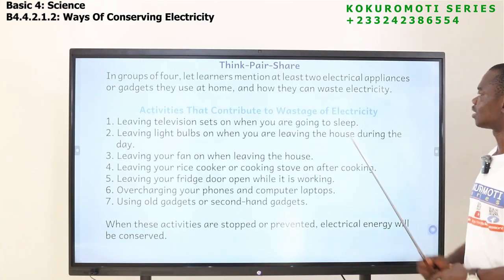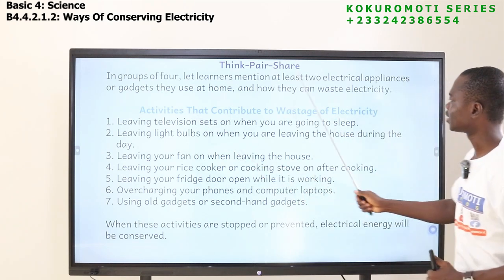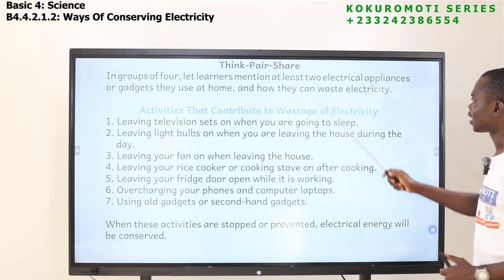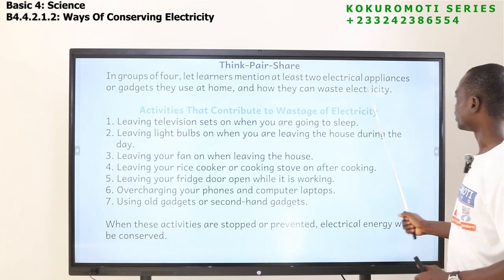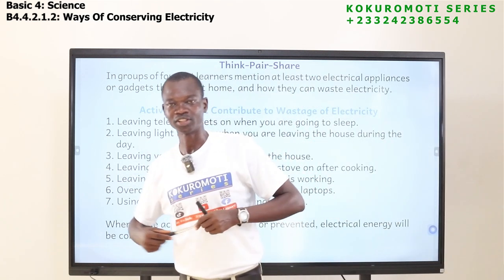Now there's an activity here. Think, pair, share. In groups of 4, let learners mention at least 2 electrical appliances or gadgets they use at home and how they can waste electricity. So what electrical gadget do you use in the house?